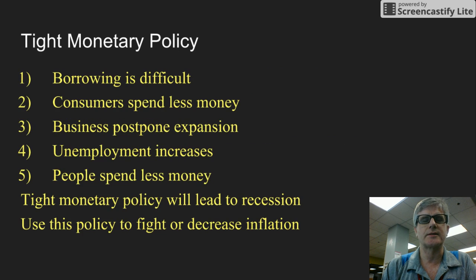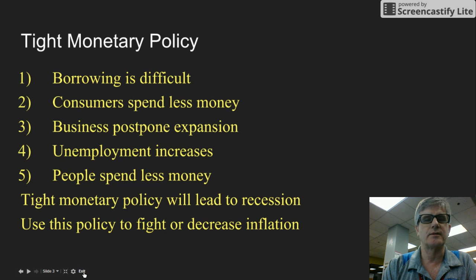Tight monetary policy looks pretty much the exact opposite. It's where borrowing is difficult, consumers spend less money, businesses postpone expansion, unemployment increases, and people spend less money. And when all of these things happen, interest rates will actually increase, and it will slow down the economy, spending will go down, and then prices will go down. Tight monetary policy will lead to a recession, and we use this policy to fight inflation, decrease inflation, lower GDP, or actually lower the debt.